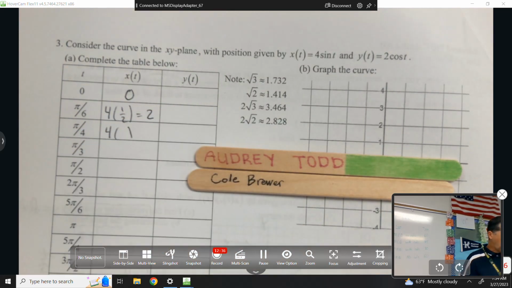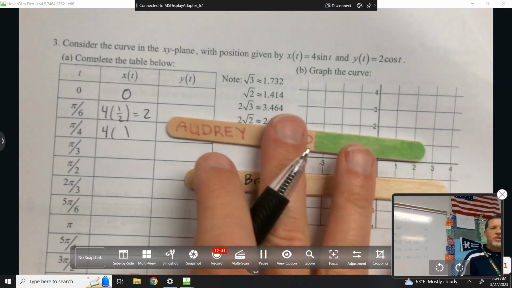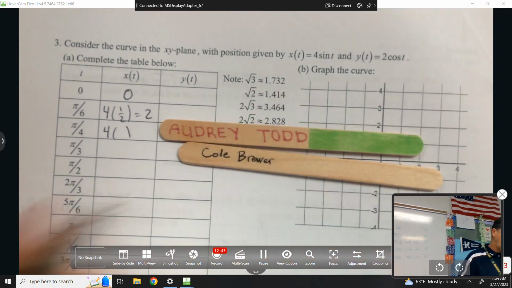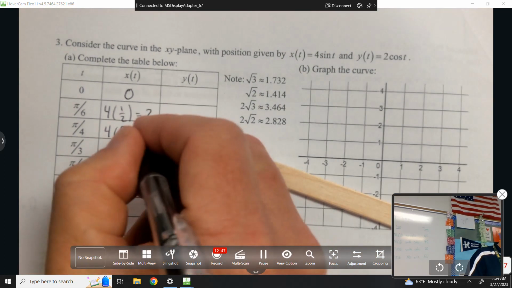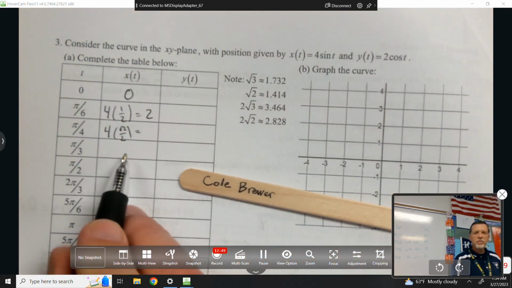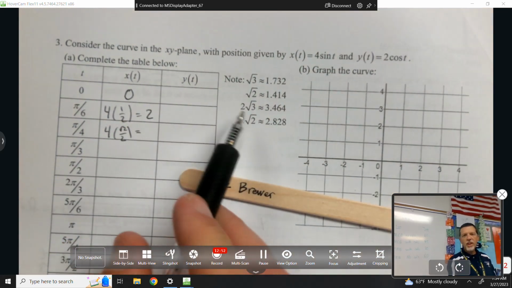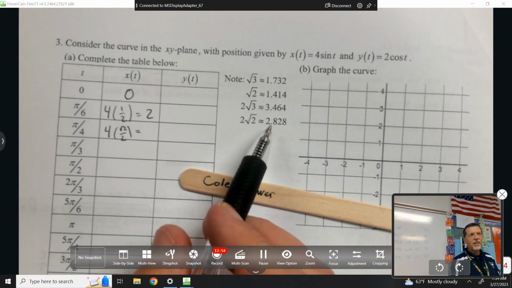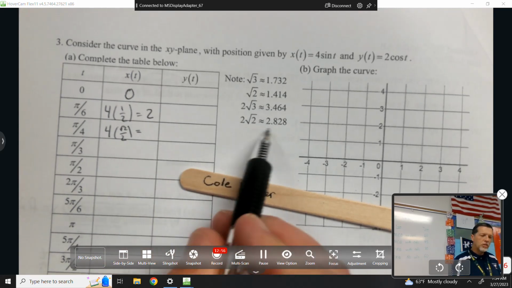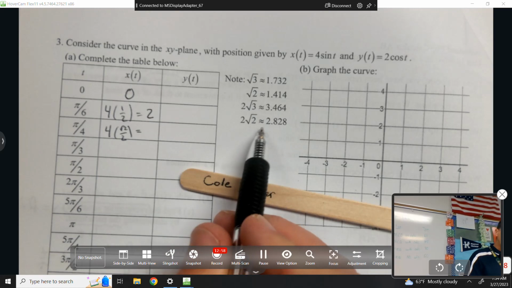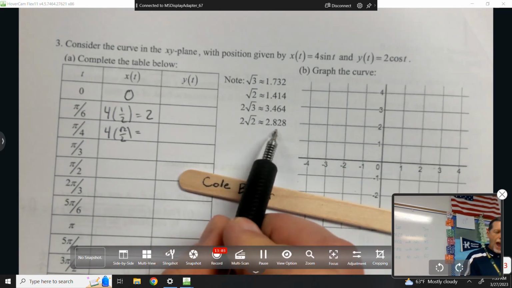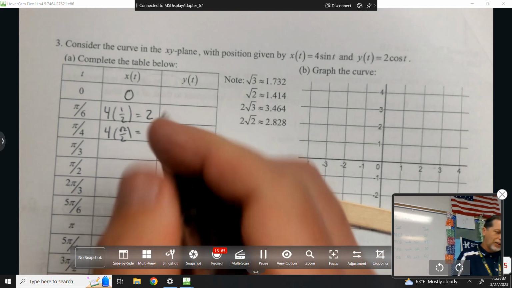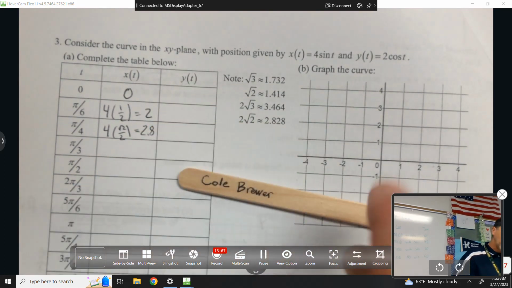And then 4 sine pi over 4. Audrey, what's the sine of pi over 4? Root 2 over 2. So that becomes 2 root 2, which they conveniently gave to us over here. Right, the 4 and the 2 reduce, 2 root 2. I'm not going to write all of those, because when it comes to graphing, there's no way to accurately graph 2.828. Like 2.8 is going to be as good as it gets when it comes to graphing.